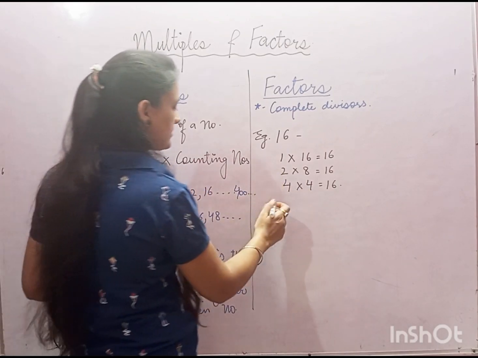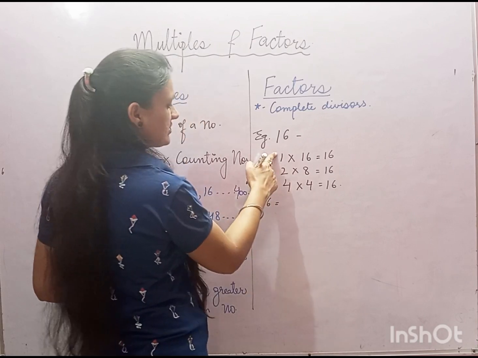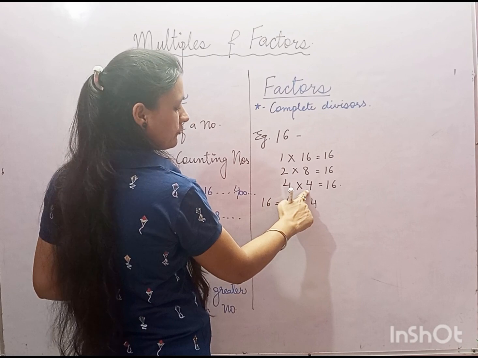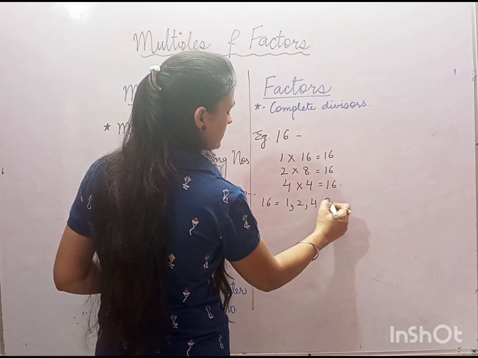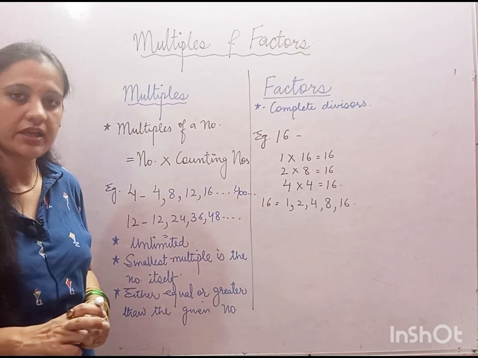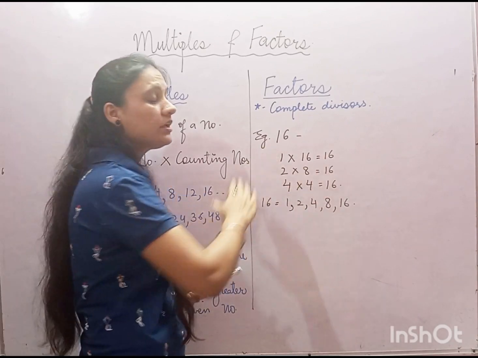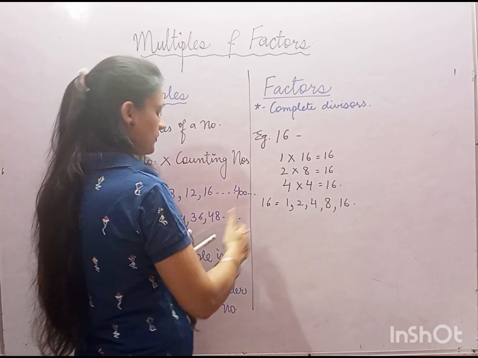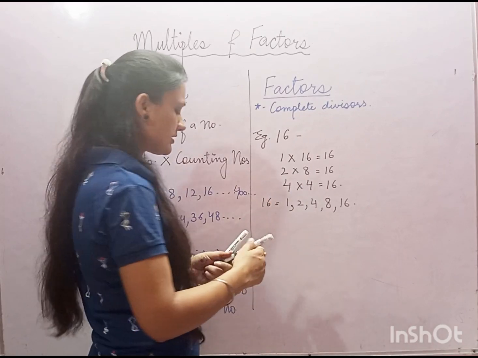So what are the factors here? We'll write down factors of 16 are. We'll start from here. 1, 2, 4. 4 is same. So we'll write down 8 and 16. These are the factors of 16, and this is the method how to find out the factors. Right, now let us understand what we observe, or you can write, there's another way also.